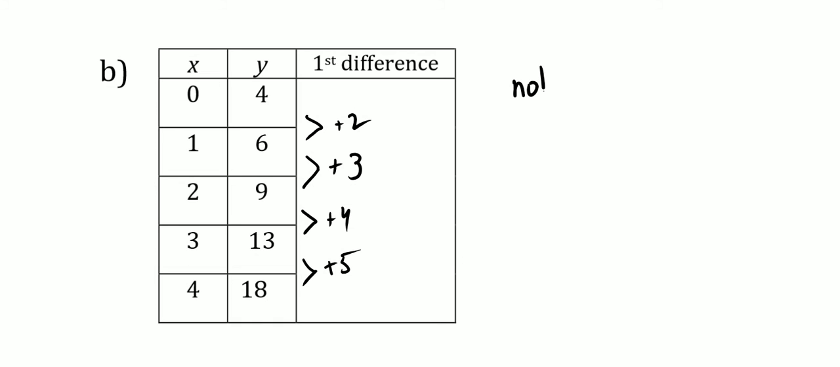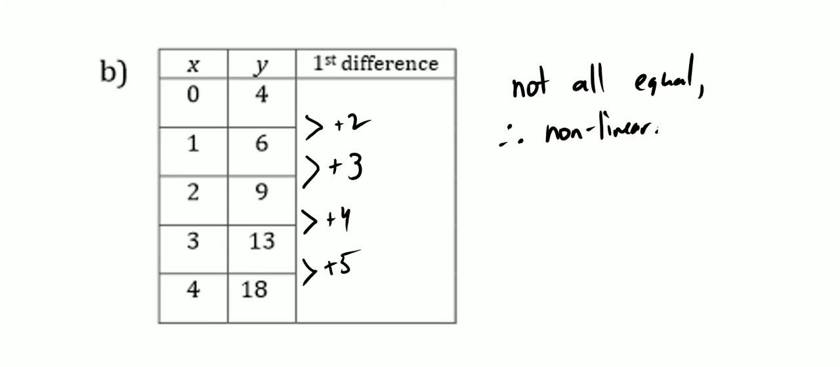Okay, so stop right there. I know what you're thinking, but we're going to talk about that in a minute. So 6 to 9 is a change of 3, up 3. Aaliyah, what's the next one? Up 4, good, plus 4. What's the next one? Spencer, do you know the next one? 13 to 18? What do you think? 5. I went up 5. Good.